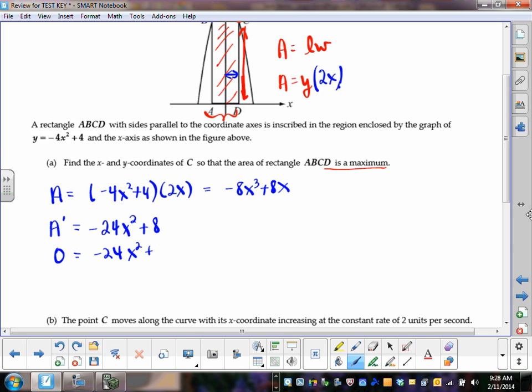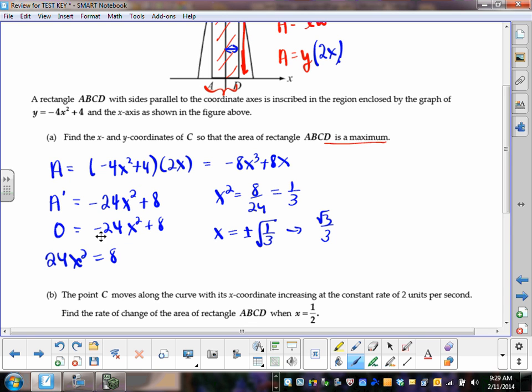So 24x squared equals 8. So x squared is 8 over 24, which is 1/3. So x would be plus or minus the square root of 1/3, and since x we're referring to as a length, we're going to choose the positive square root of 3 over 3.